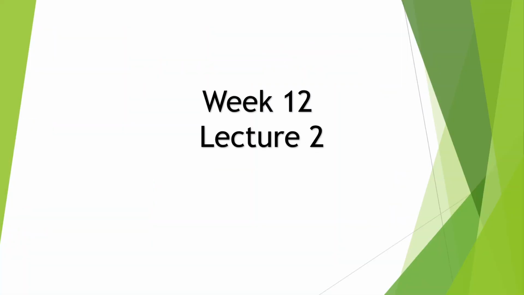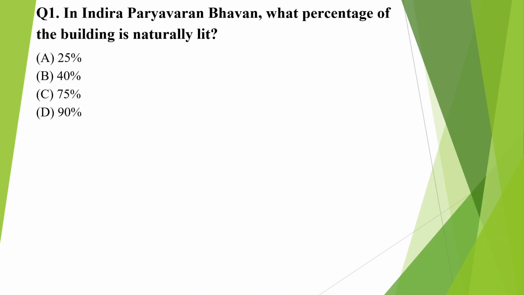So let's make it an interactive session. Here is the first question for you all, and based upon your memory you can recall and answer the first question of lecture 2. It's asking you about the Indira Paryavaran Bhavan case study, which was explained to you in detail. So what percentage of the building is naturally lit? As I can see, Chandrika has joined. So this is our first question from lecture 2. Let me inform her. So try to answer this question, guys.